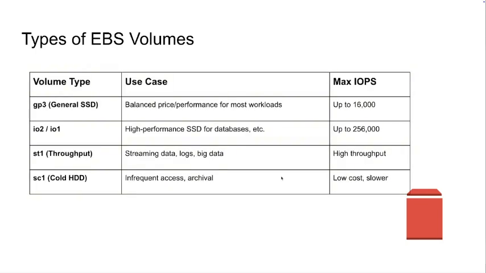So these are the different types of volumes. You have the GP3, that's general purpose SSD, and this is for balanced performance. Most times this is what you'll be using. And you have the IO2 and IO1. These are high performance SSDs for database driven volumes. Then you have ST1, throughput optimized HDD, and SC1, cold HDD. The throughput ones are for streaming data, logs, and big data. The cold HDD, which is SC1, is for infrequent access, those kinds of volumes that you want to use for archival purposes.